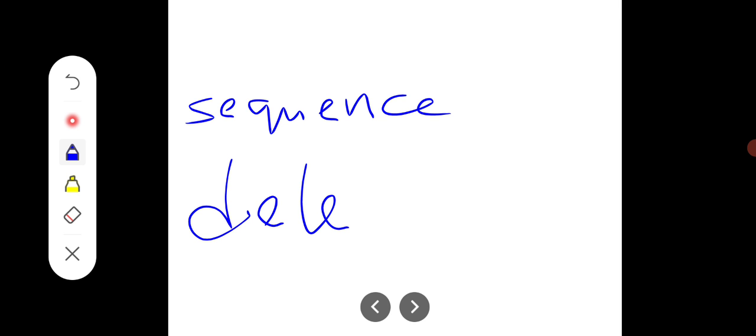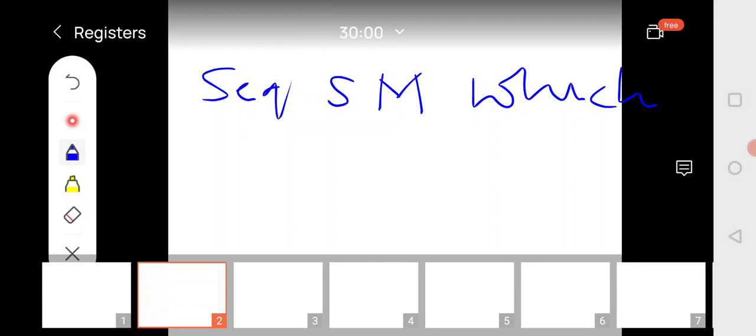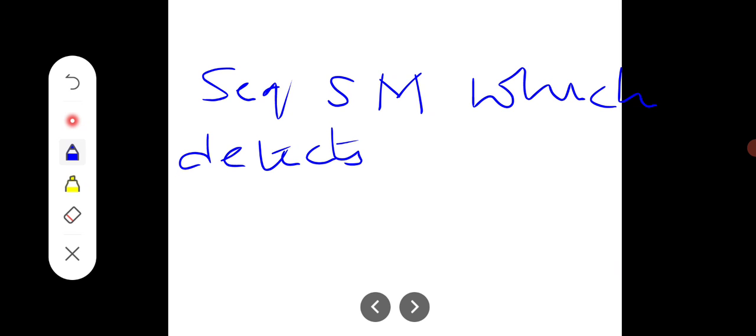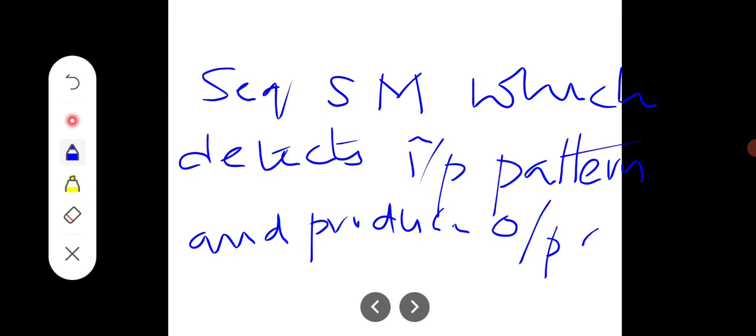Today's topic is sequence detectors. A sequence detector is a sequential state machine which detects an input pattern and produces the output as 1. That is nothing but a sequence detector.